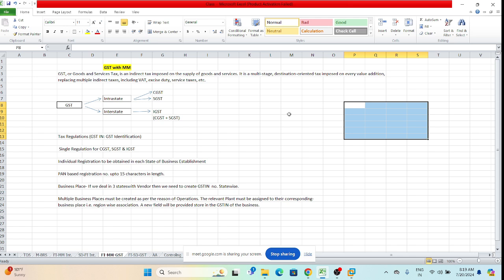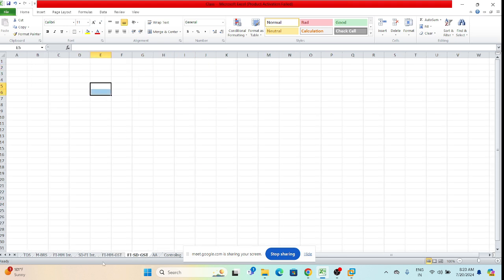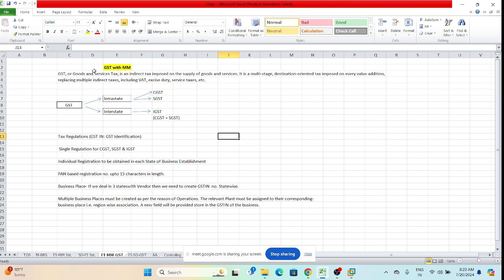So let's start the configuration for GST. We will cover GST with AP and AR, accounts payable and accounts receivable, with FI integration with materials management, where the purchase order will be created, and we will do GST with sales and distribution also. The same concept applies there. But here, let's do it from the AP side, meaning the vendor side, accounts payable, and GST with it.